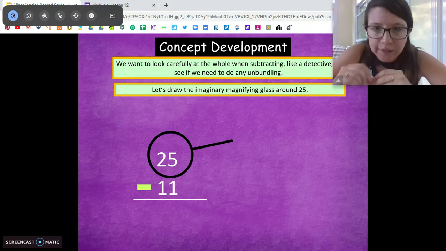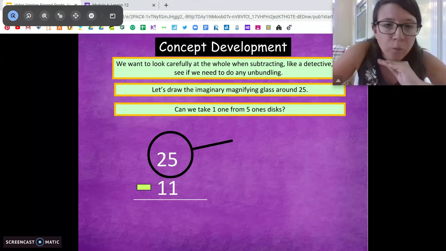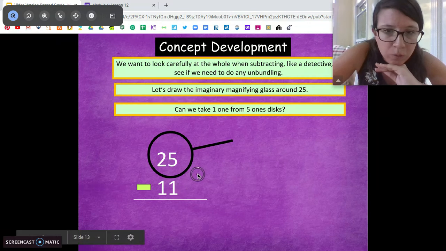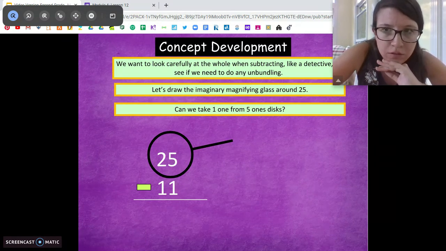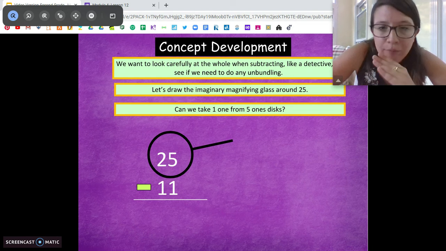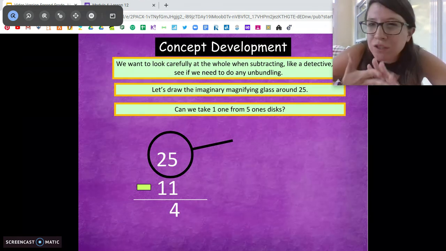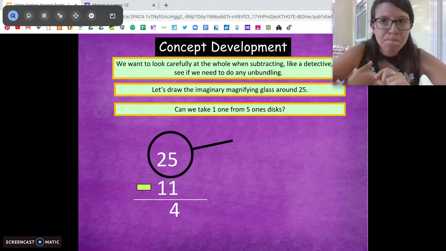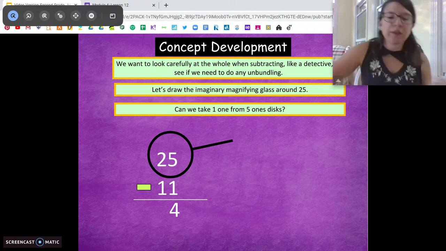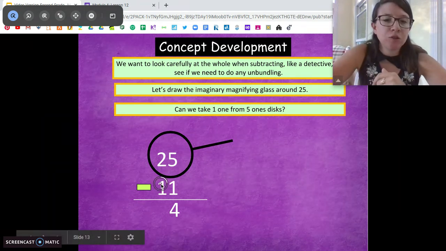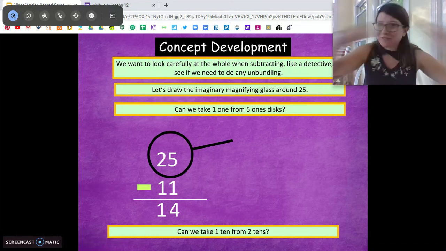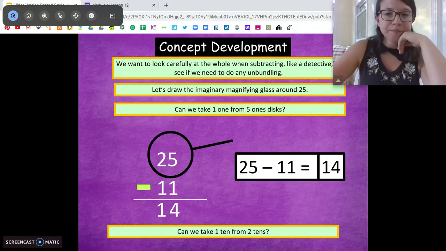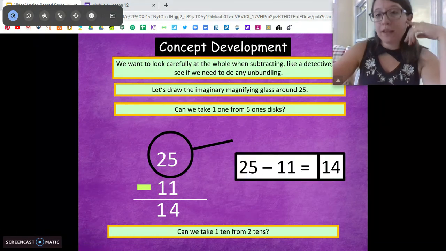Okay, our whole is 25. Now, can we take 1 away from 5? We can, right? 5 minus 1 is 4. So do we need to do any unbundling with this one? We don't. Good detective work. And then we can just subtract our tens. 2 minus 1 is 1. We're done. Good. All right, let's try another one. So 25 minus 11 is 14.